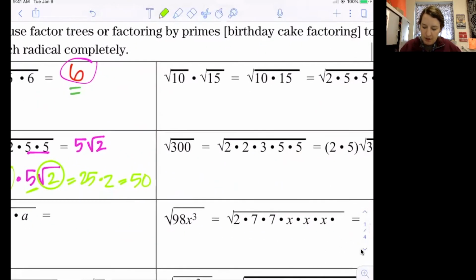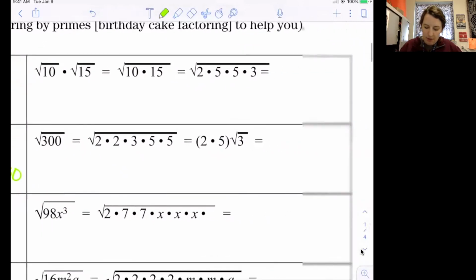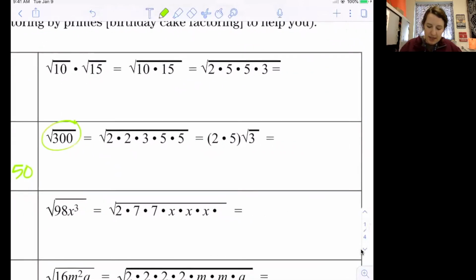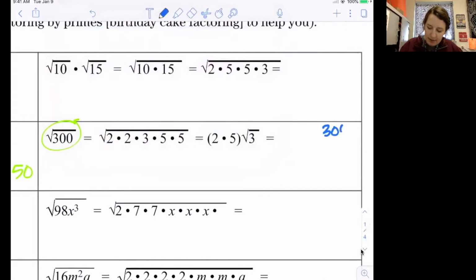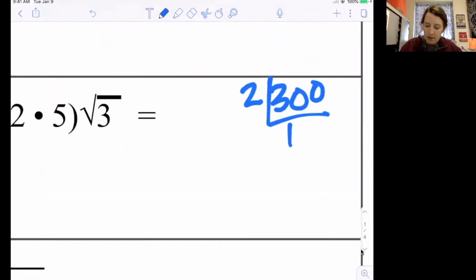Okay, let's look at 300. I'm going to do it as a prime factorization using the birthday cake method. So it is even. I'm going to start with a 2. So 300 divided by 2 is 150. 150 divided by 2 is 75.